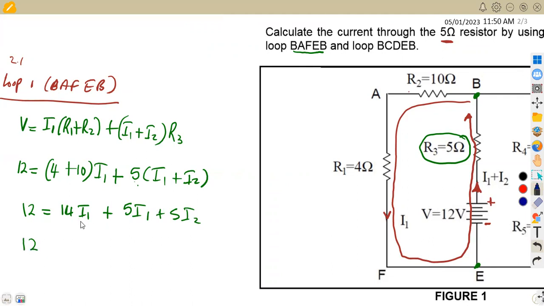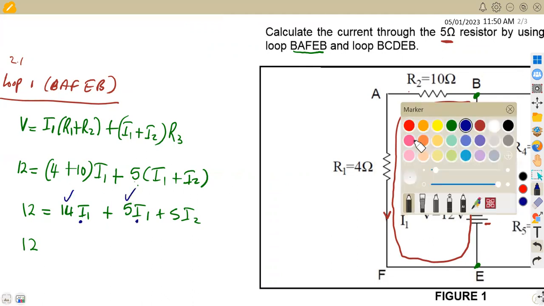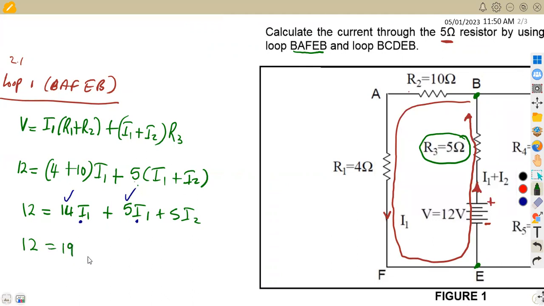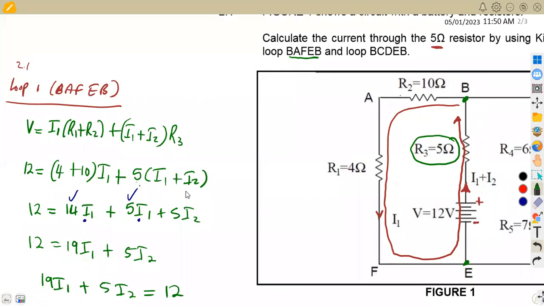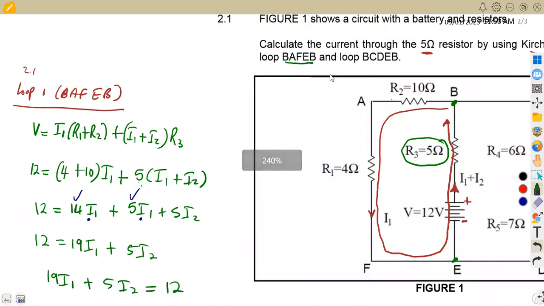Here we've got current 1 and current 2. So you're going to add 14 plus 5, which gives us 19. So this is going to be equal to 19 I1 plus we are left with current 2, which is 5 I2. So that's the equation that you're going to have: 19 I1 plus 5 I2 equals 12. So we've got the first equation from the loop that we are given as B, A, F, E, B.